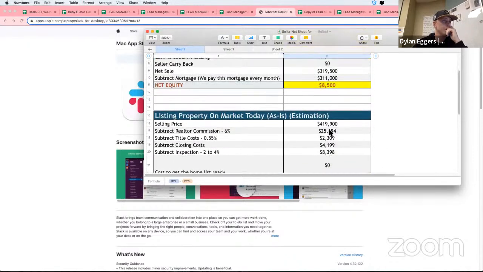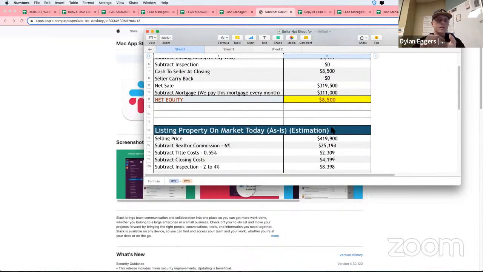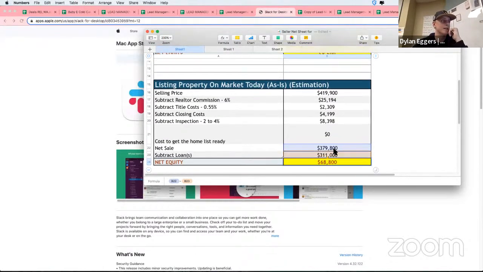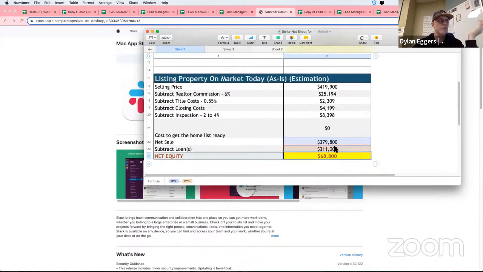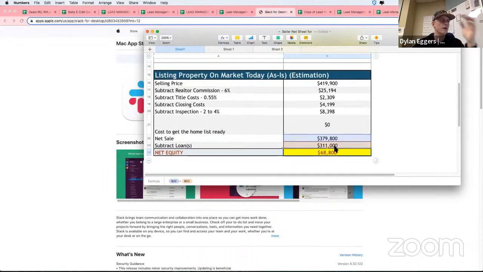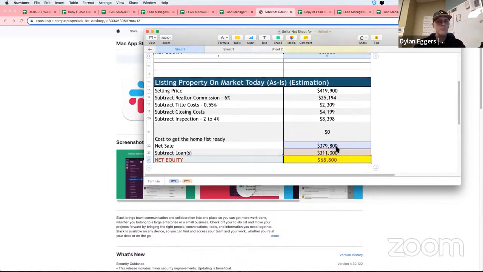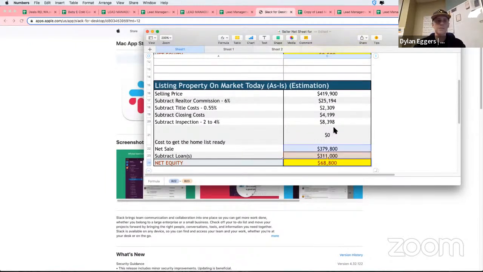Okay. So now how we come up with our offer: every time I send an offer, it is going to beat what they get with selling their home. So they're going to walk away with $68,800. I want to beat that by at least $5,000 to $10,000. And that number could go up. Let's say they have 100K in equity, I'm probably going to offer maybe 120,000, just to entice them.